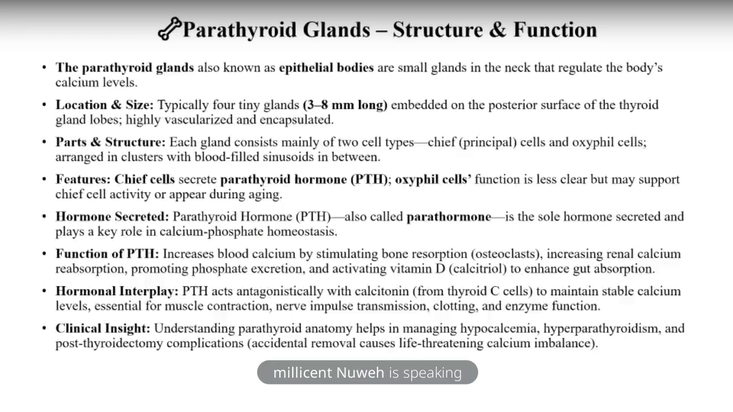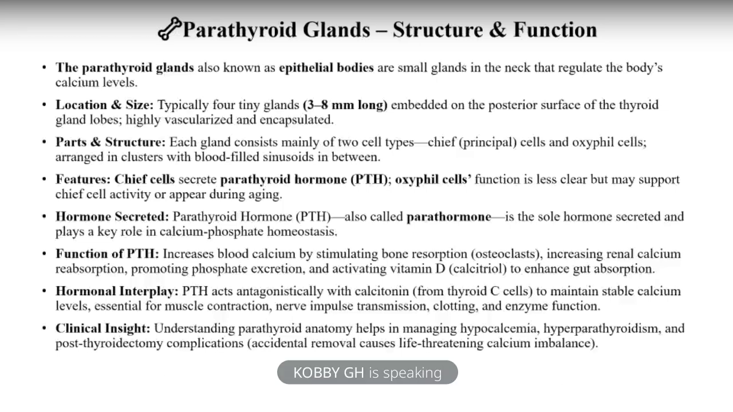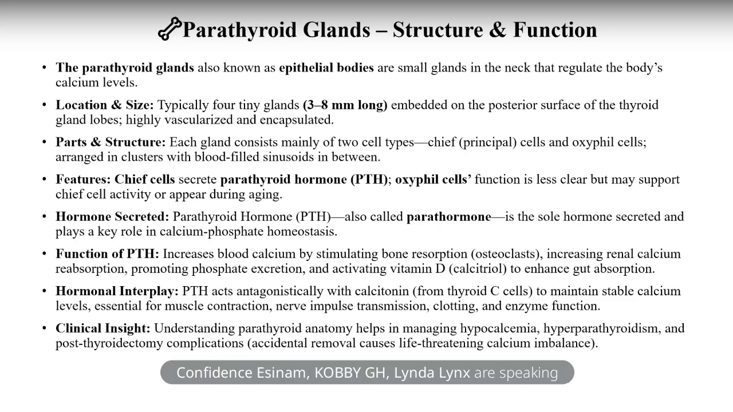Parathyroid hormone. Which hormone decreases blood calcium level? Calcitonin. Which hormone increases blood calcium level? Parathyroid hormone. Excellent. You passed.